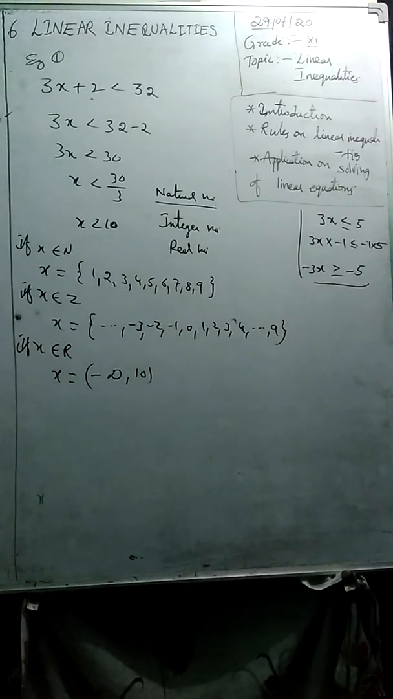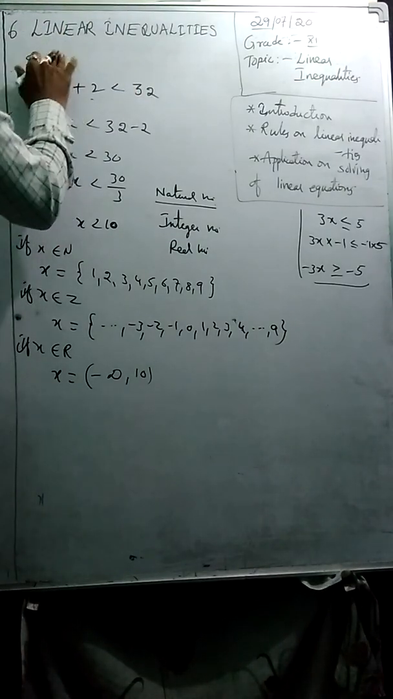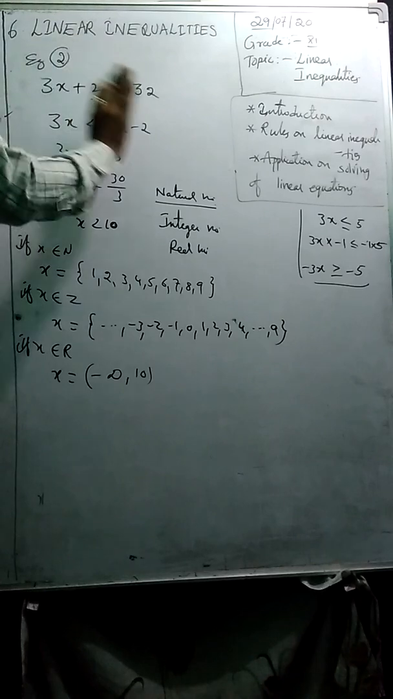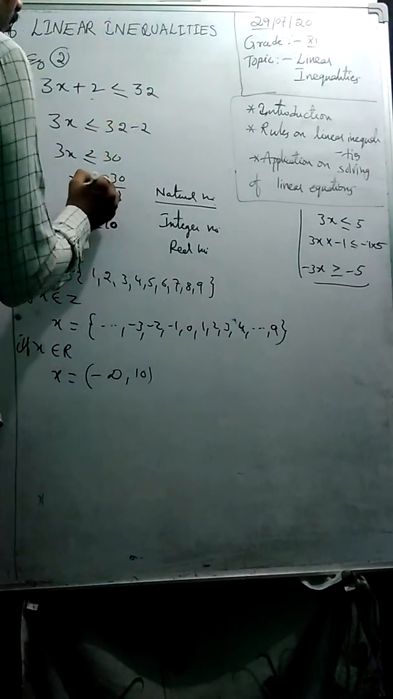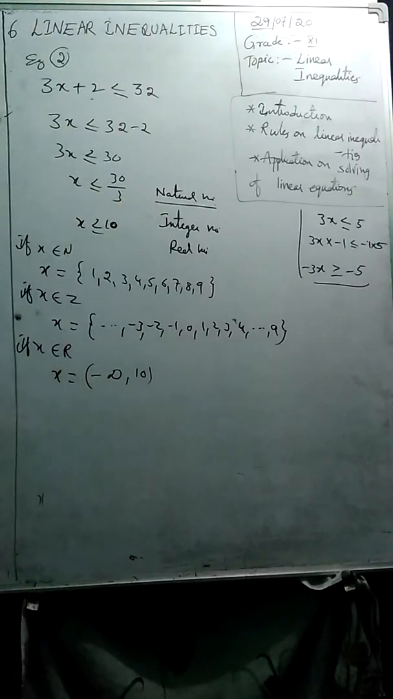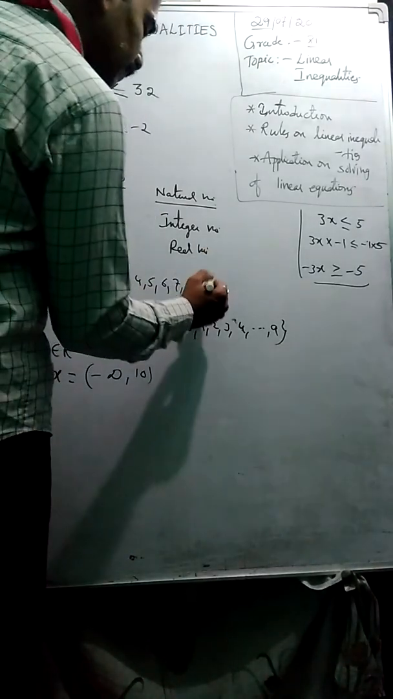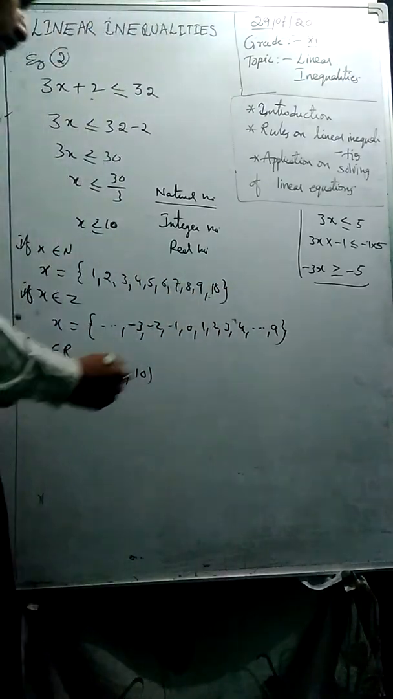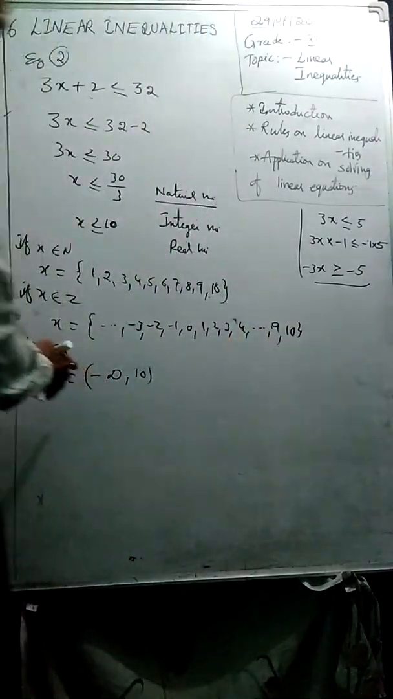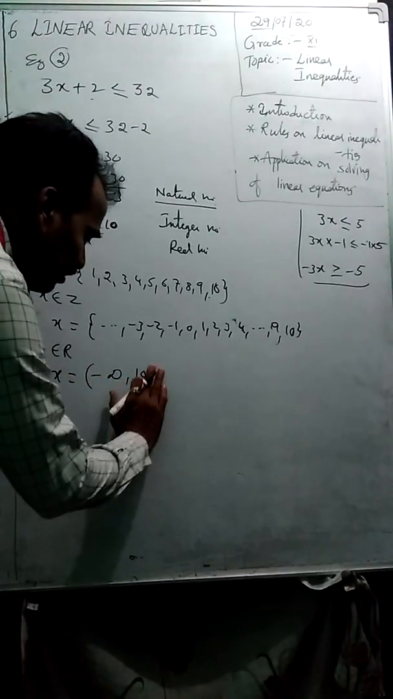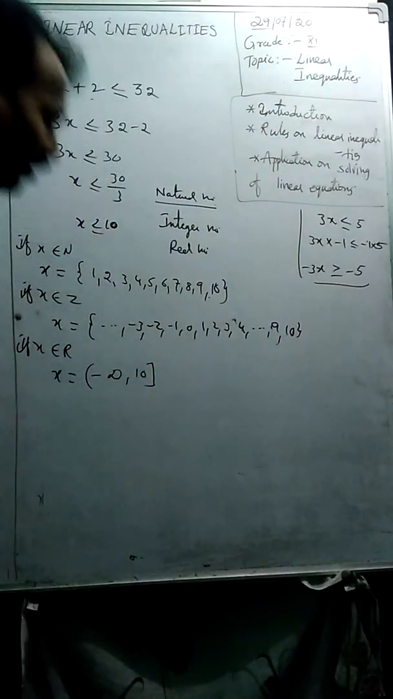Let it be. But for another problem, I have taken the same values, but instead of less than, I have taken less than or equal to. Automatically what happens? 10 is also included, all the values between. But when we have real numbers, we should take a closed bracket.